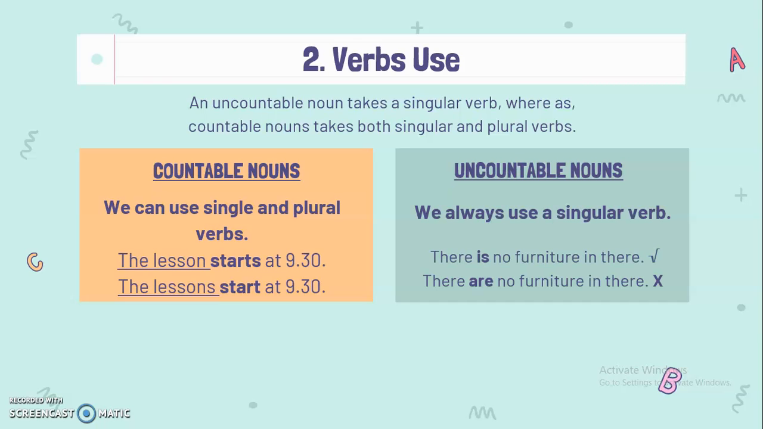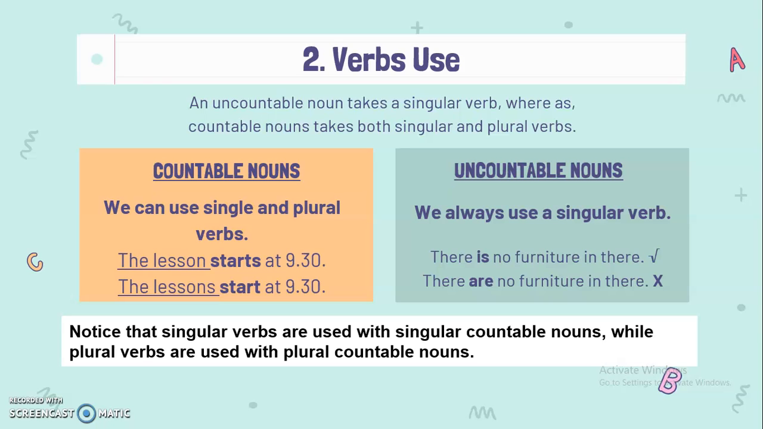When it comes to uncountable nouns, they always take a singular verb, as I've said. There is no furniture in there. There are no furniture in there. You can't use the second one because uncountable nouns do not take plural verbs. So be careful when you do that.